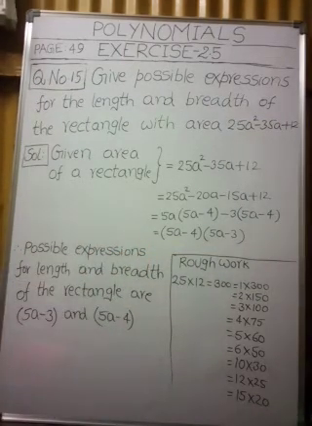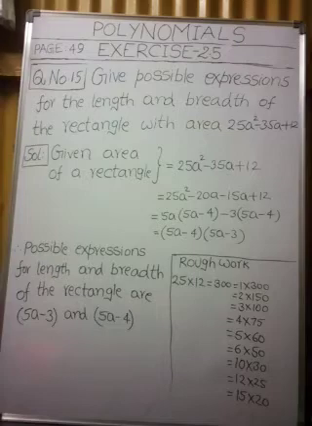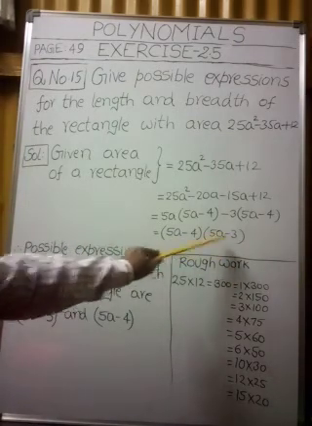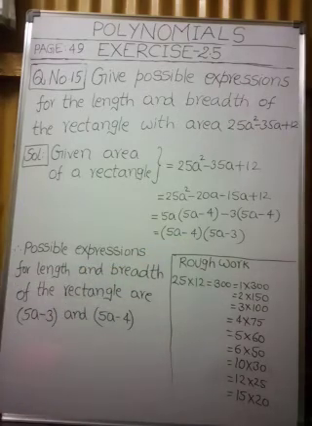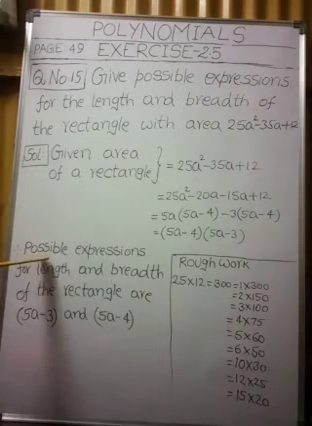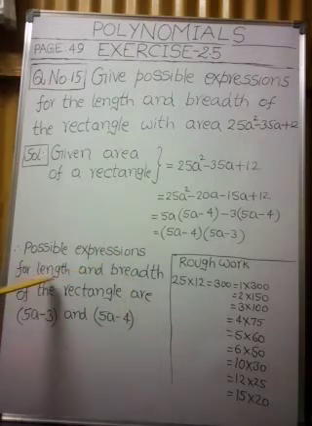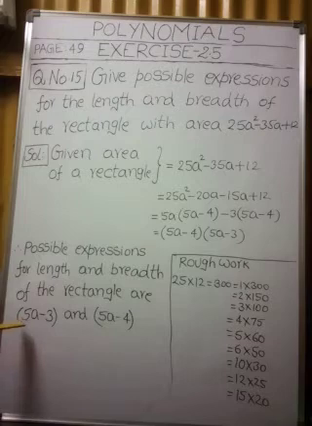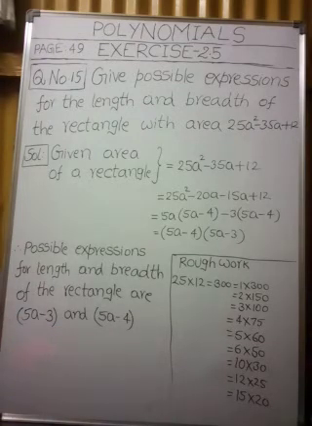What is the formula for area of a rectangle? Length into breadth. So it is length and it is breadth, or this is length or this is breadth, because we don't know their numerical values. Okay, my dear children. Therefore, finally we write this step. Therefore, possible expressions for length and breadth of the rectangle are 5a minus 3 and 5a minus 4. Understood, my dear children? Right.